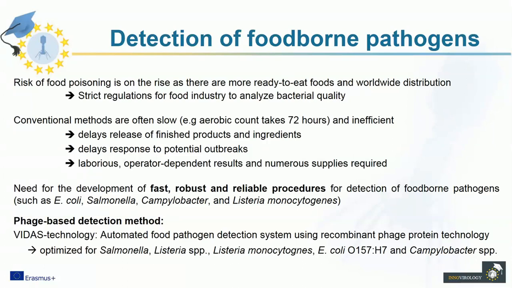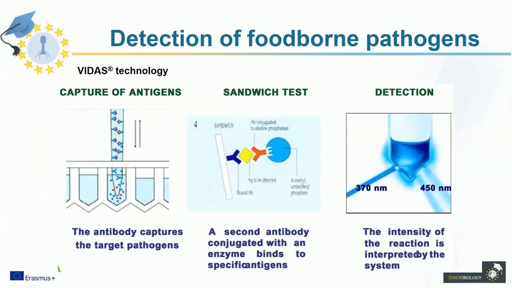One such procedure is the VIDAS technology, which has been used to design an automated detection system using recombinant phage protein for various pathogens. VIDAS technology uses a fixed recombinant phage protein that specifically recognizes the targeted pathogen. This allows the entrapment of the specific pathogen. In a second step, another antibody conjugated with an enzyme binds to the other antigens of the target bacteria. In a final step, this bound enzyme can produce a detectable reaction product, of which the intensity can be determined to enable the quantification of the number of target bacteria present in the sample.